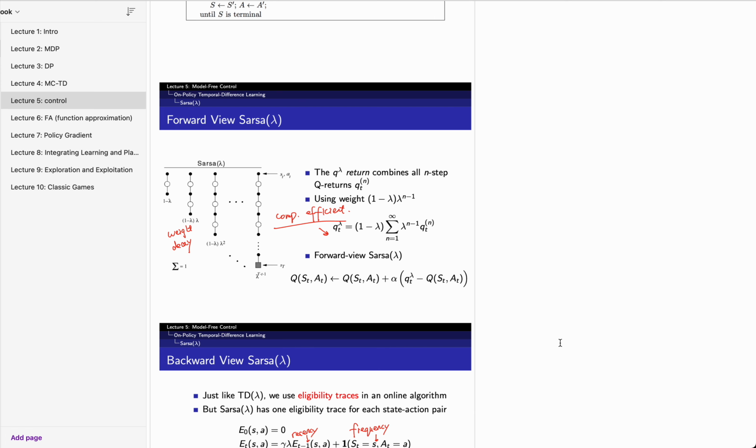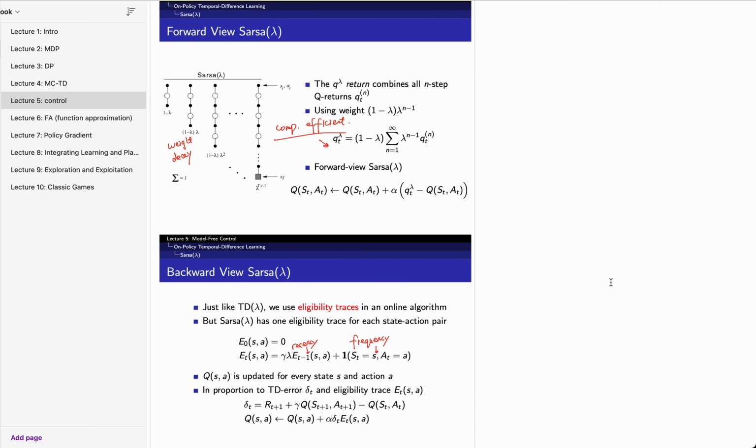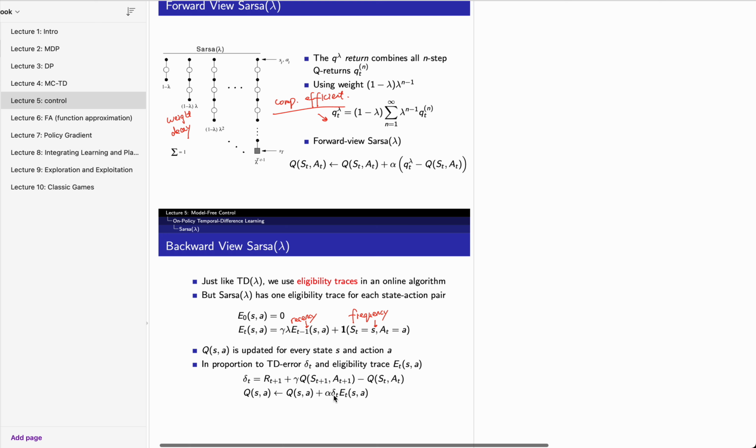The derivatives of SARSA would be a forward view SARSA and a backward view SARSA. Simply saying, you're just replacing the target with the forward view or backward view targets, replacing the Bellman equations with their corresponding target functions. So for forward view, it's going to be Q lambda. For backward view SARSA, it's going to be the TD error times the eligibility traces, which I explained earlier.